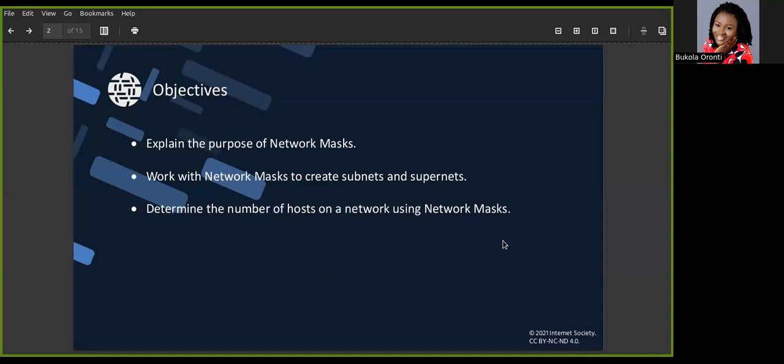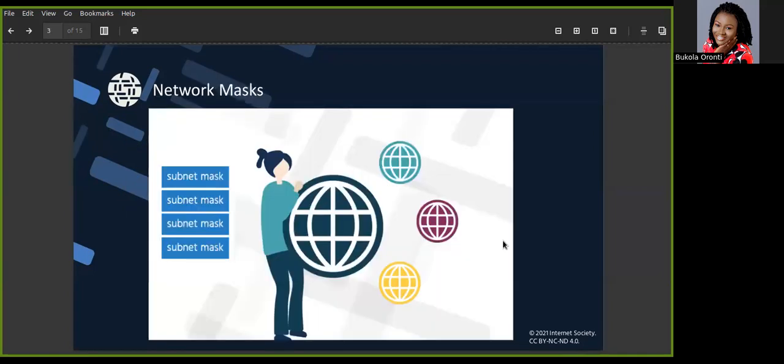Under this topic, the objectives are: to explain the purpose of network mask, to work with network mask to create subnets and supernets, and to determine the number of hosts on a network using network mask. Now, network mask is also known as subnet mask. At times they are used interchangeably, but they refer to the same thing.